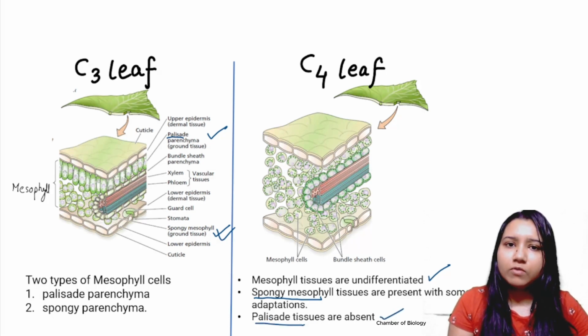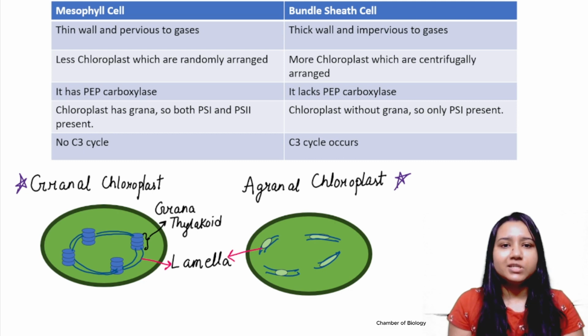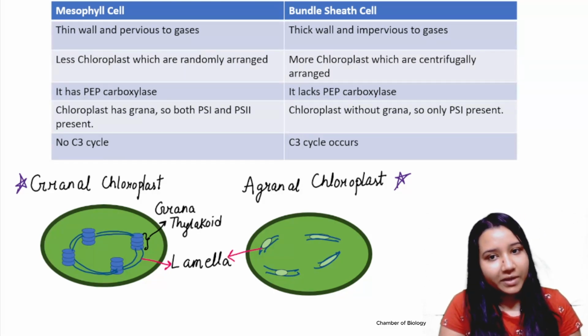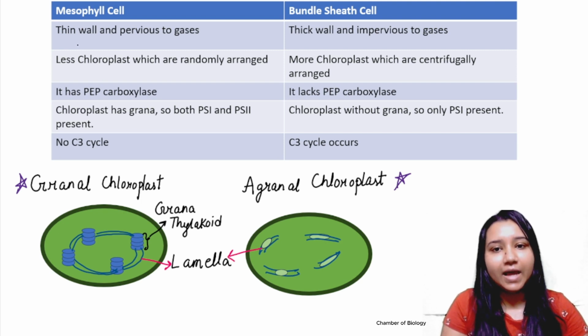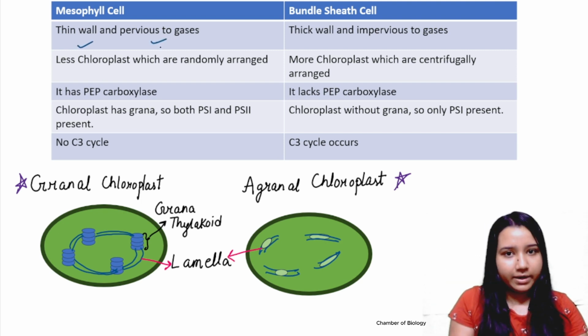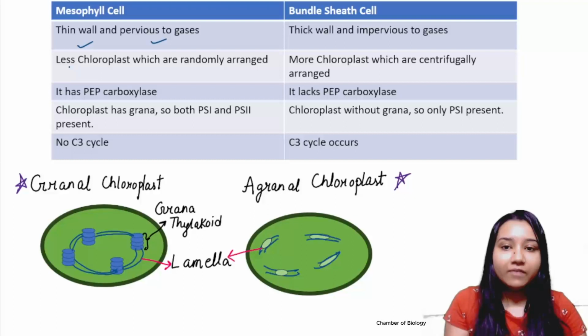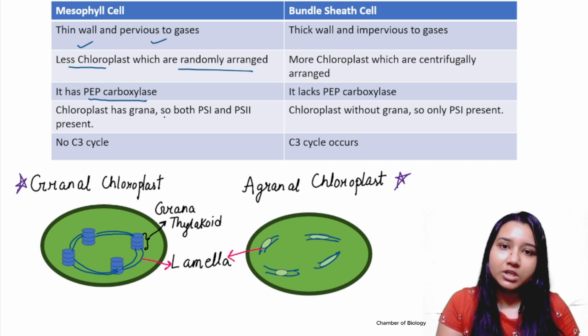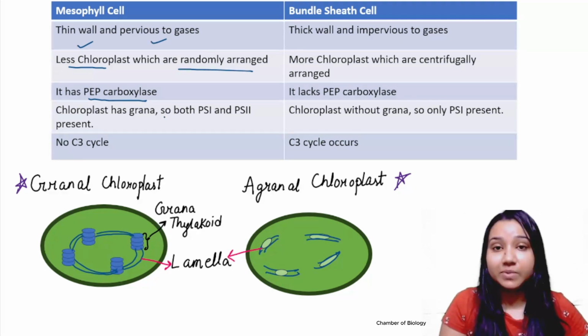Okay. So what is the difference between a mesophyll cell and the bundle sheath cell that is present in a C4 cycle? We can see the mesophyll cells are thin and pervious to gas, so gases can enter easily. It also has less chloroplast, randomly arranged. It has PEP carboxylase, which is very important for primary carboxylation. Okay, primary carboxylation is important. We will be seeing it now.